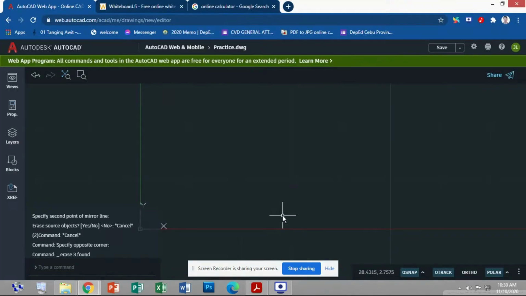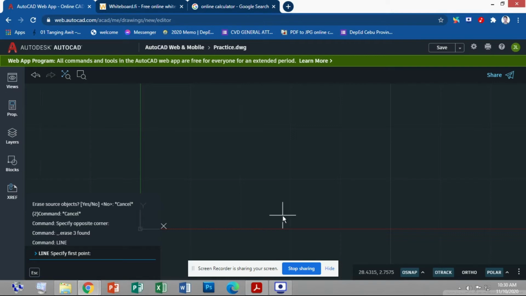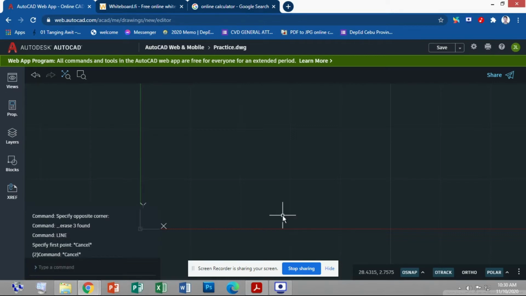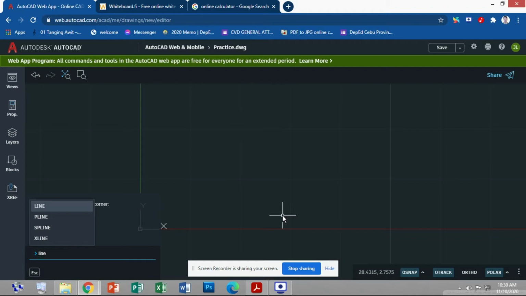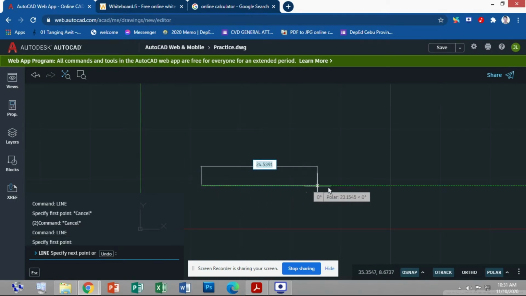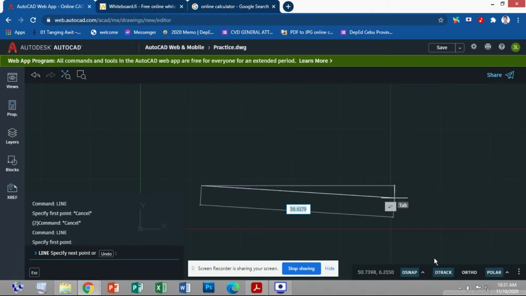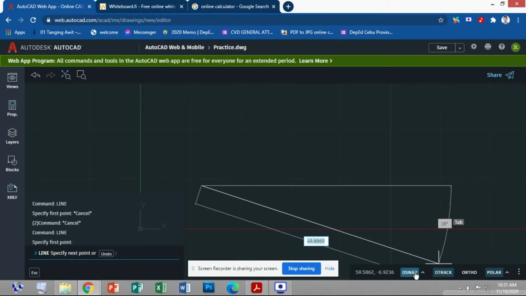So, dito sa AutoCAD, I will call the command line by pressing letter L or typing letter L, then enter. Pwede din naman, I will type the whole name line in the command line and then press enter. Okay. So, I will start at any point. So, for example, I will start at this point.